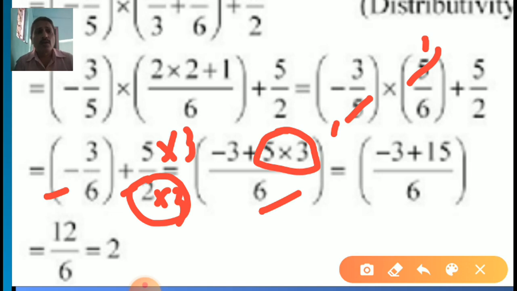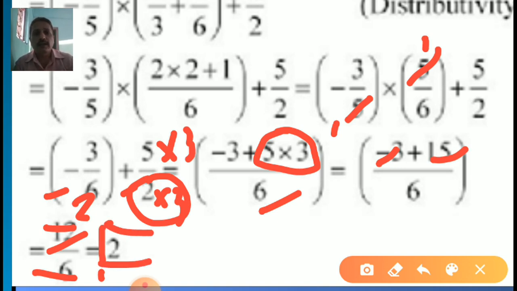Now check out what will be there. Now there is a minus 3 and 5 3s are 15. Yes, 15 minus 3, that would be 12, and 12 upon 6. Any possibility there to cut numerator and denominator? Yes, 6 1s are 6 and 6 2s are 12. So the answer is 2 upon 1. No need to write 1 as a denominator. So the final answer is 2.